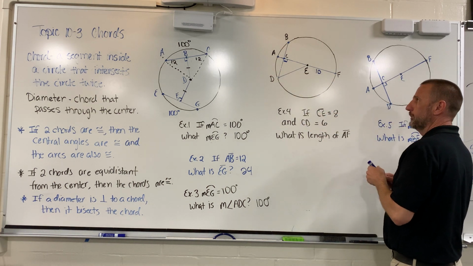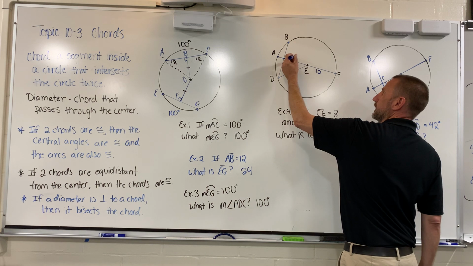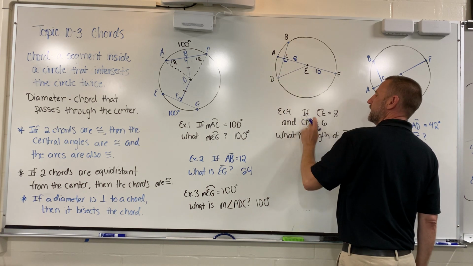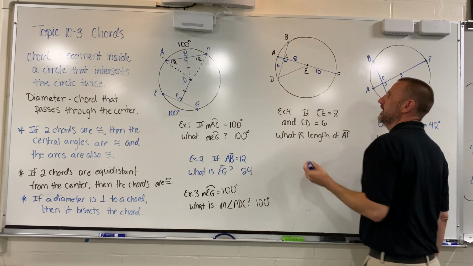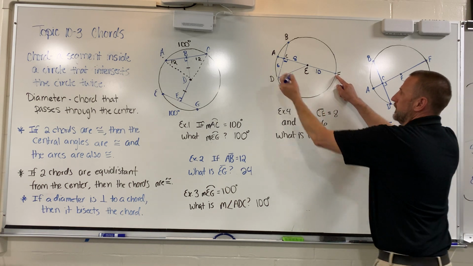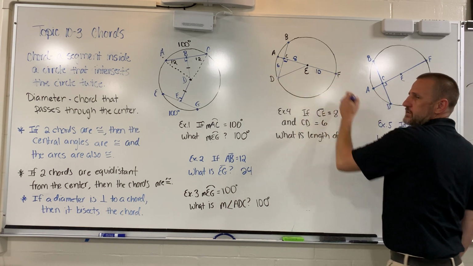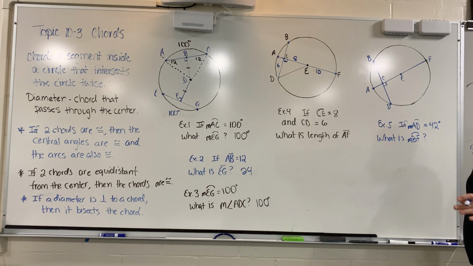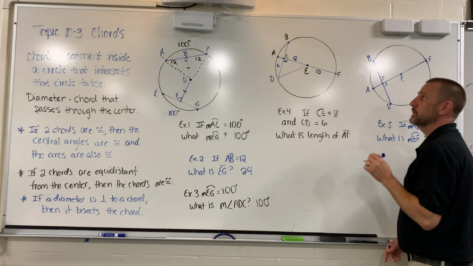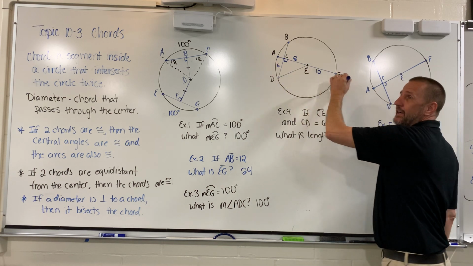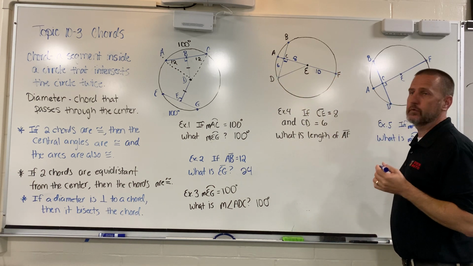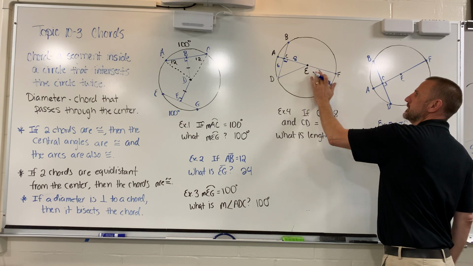Well, here's what I know. I know that CE is equal to 8, and I know that CD is equal to 6, and I'm trying to figure out the distance from here to here, which on the surface looks like they're completely unrelated items, but they are not, because I'm trying to figure out the distance called a diameter. Well, I may not know the diameter.